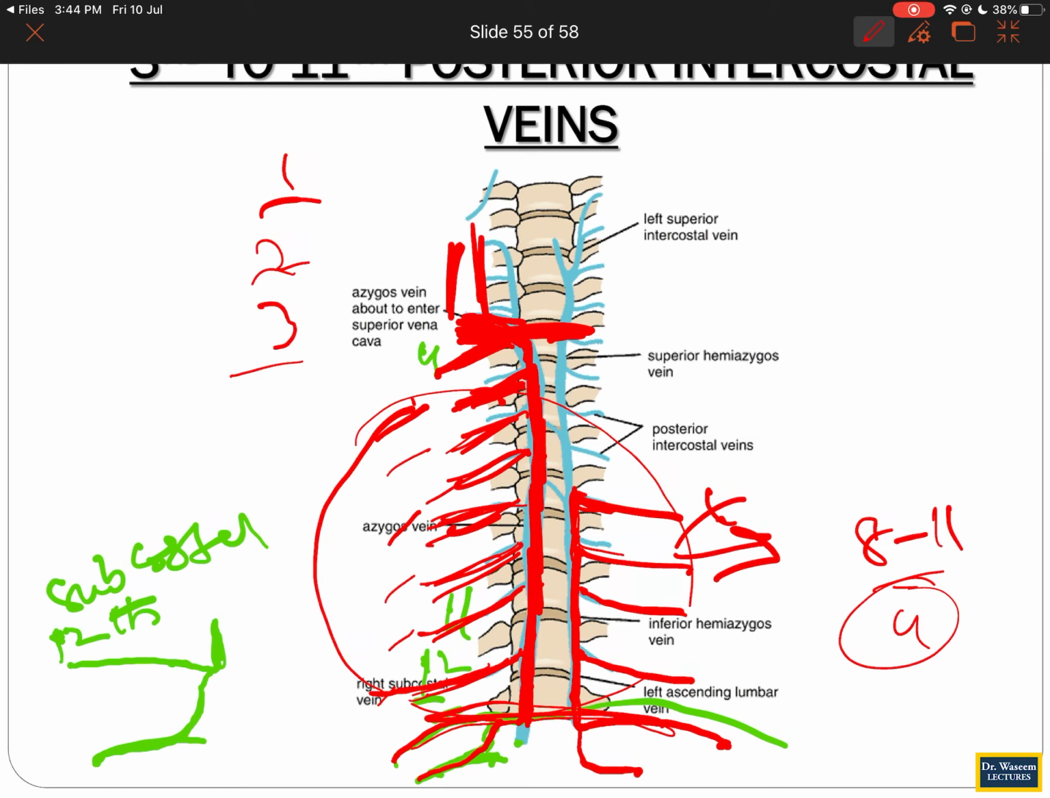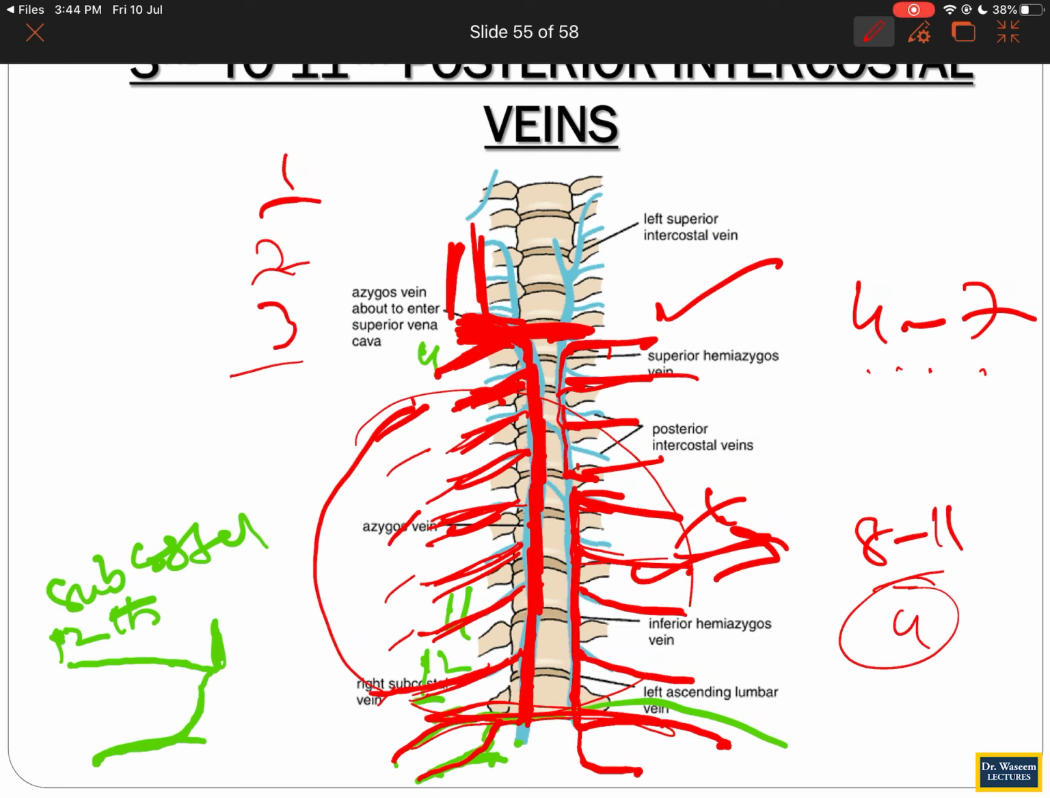What about the upper intercostals? Upper means from the 4th to 7th: 4, 5, 6, 7. They will come here and join to form another azygous, but this will be half. So in comparison with your azygous, these two veins which have been formed here are half azygous. So you call them hemiazygous. This will be called the superior hemiazygous and this is called the inferior hemiazygous.